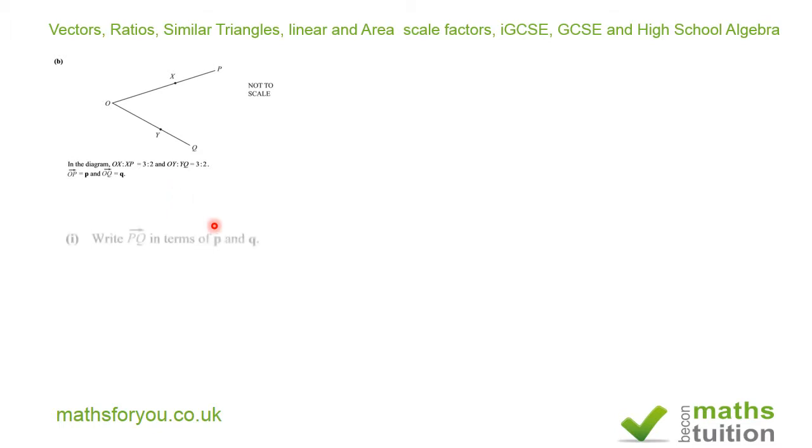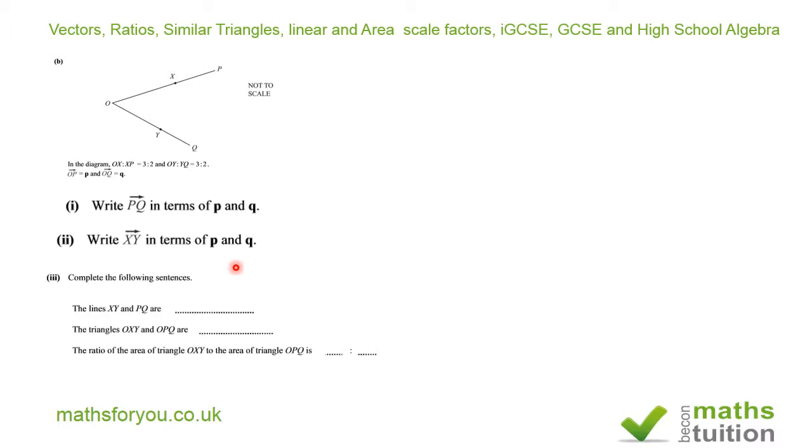We're then asked to write PQ in terms of P and Q, and XY in terms of P and Q as well. The third one says complete the following sentences. The lines XY and PQ are something. The triangles OXY and OPQ are also something. And the ratio of the area of triangle OXY to the area of triangle OPQ is something to something, which you don't know.